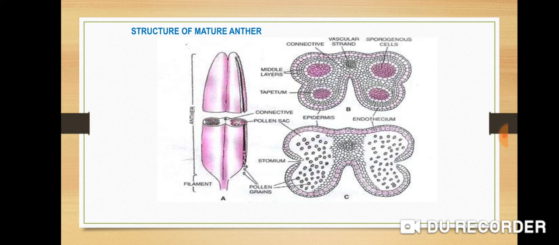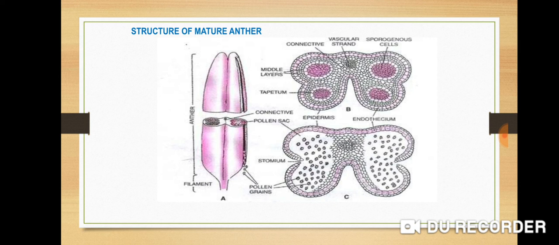The cells are rich in protoplasmic contents and they secrete nutritive secretion from their inner surface. This secretion is used by pollen grains. Glandular tapetum is more common in angiosperms than amoeboid tapetum.